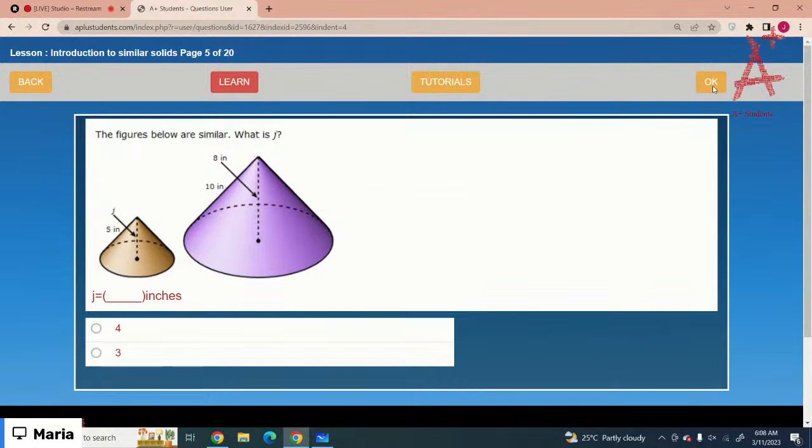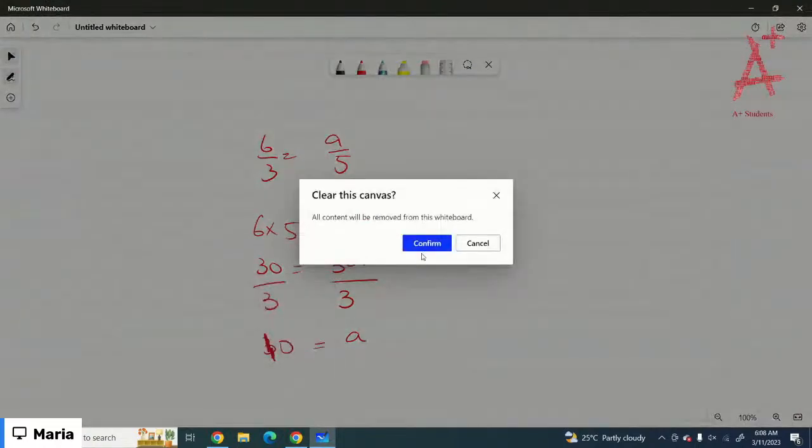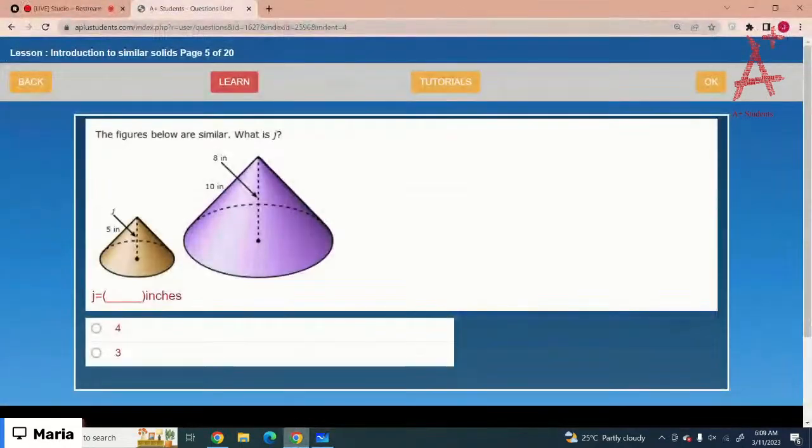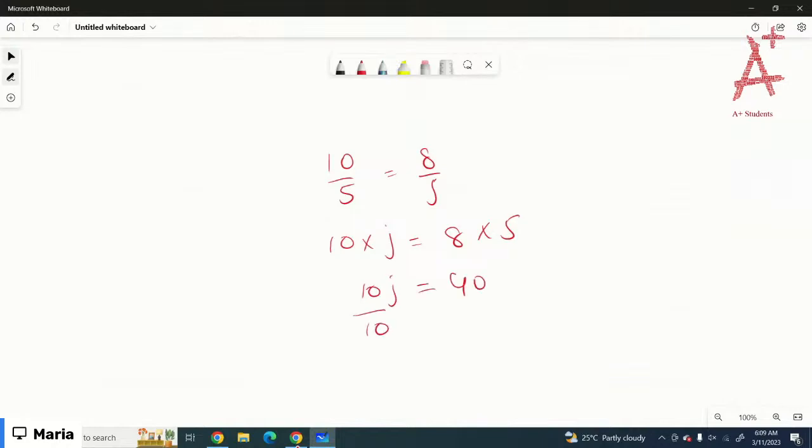The figures below are similar. What is J? Ten divided by 5, 8 divided by J. So just cross multiplication. 10 times J equals 8 times 5. 10 times J is 40 equals 40. Divide both sides by 10. J equals 4. Got it? So the correct option is J equals 4.